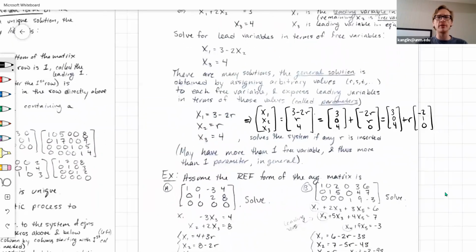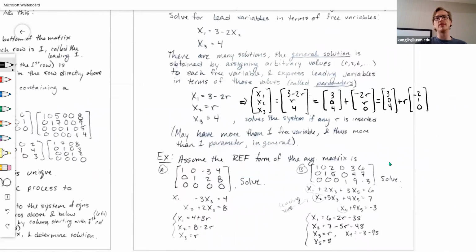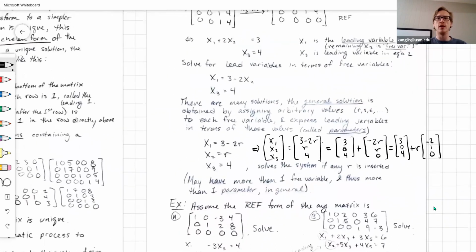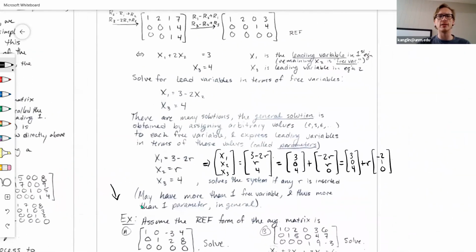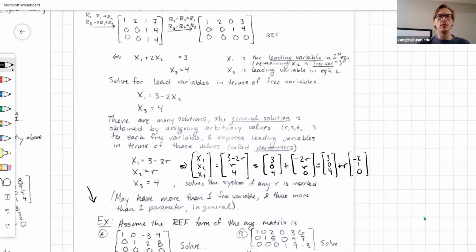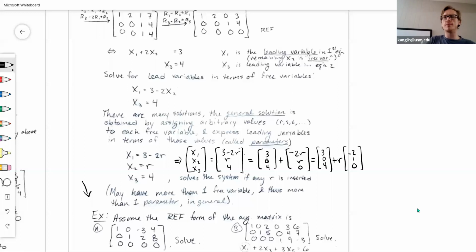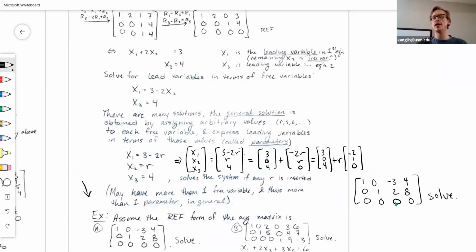Okay, so let's look at another example here. Assume the reduced row echelon form of the augmented matrix is what's given to you and solve the remaining system that it represents. This is down at the bottom of my screen. Let me jump over to the side so we can do these together. In part A, I have the augmented matrix 1, 0, -3, 4, 0, 1, 2, 8, and all zeros. So we want to solve the system whose REF augmented matrix looks like this.